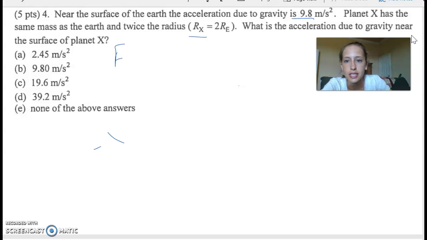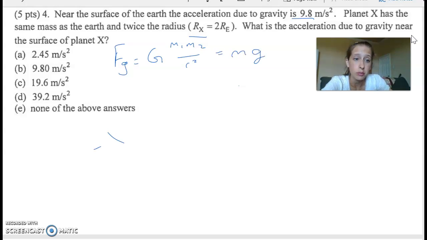Your formula sheet has this formula: Fg equals big G m1 m2 over r squared. And we also know that Fg equals mg. When we're on the surface of the planet, we use mg. When we're far away from the surface, we use this one. Okay, but we're talking about relating this number and this number if everything else stays the same.